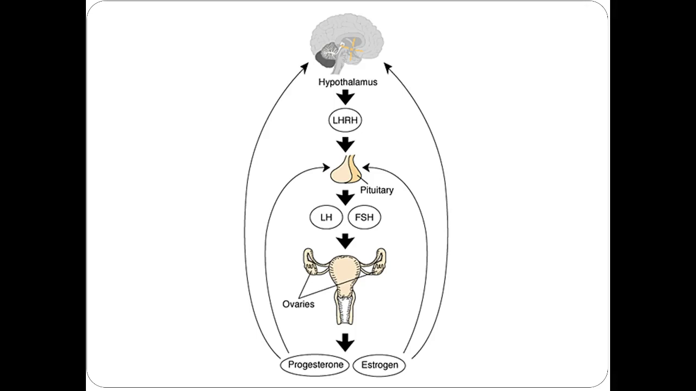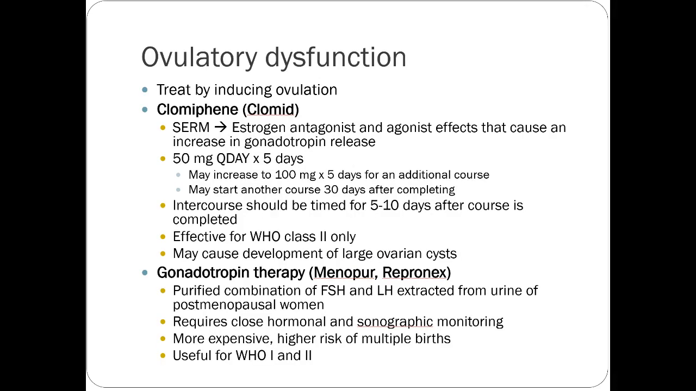Reminder of how everything works: hypothalamus, pituitary gland, luteinizing hormone, follicle stimulating hormone, and the feedback loops and mechanisms that I'm sure you have seen in pathophys and many other places in your career so far. All right, let's talk about the drugs. A couple things we can do if you have ovulatory dysfunction, which is a relatively common thing: you can treat it by inducing ovulation.